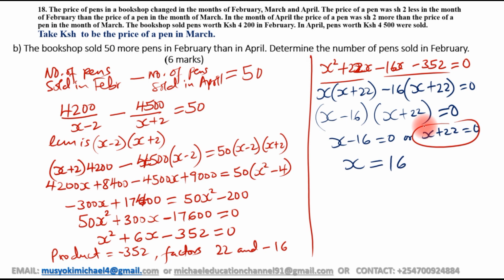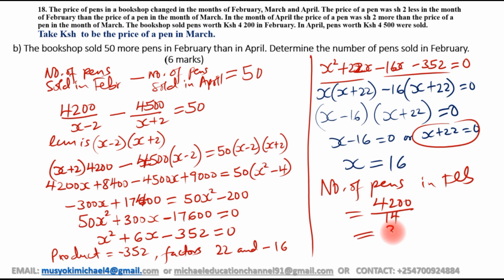So we need to answer the question, determine the number of pens sold in February. So the number of pens in February will be 4,200 divided by the price per pen, and that will be 16 minus 2, which is 14. So if we work it out, we end up getting 300 pens. So 300 pens were sold in the month of February.